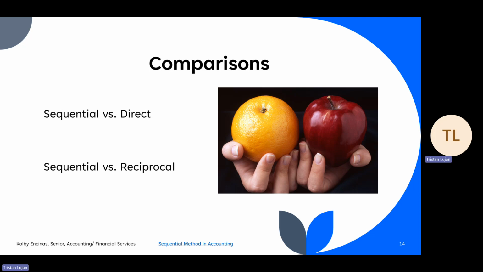And lastly, sequential versus reciprocal. The reciprocal method is complicated because it attempts to allocate all service costs to all departments regardless of sequence. So for example, some costs of the janitorial department are allocated to the lunchroom, and some lunchroom costs are allocated to the janitorial department. The method of solution requires a lot of equations and the collection of additional service cost data to complete the equations. Unlike the sequential method, the order of assignment in the reciprocal method makes no difference to the final results.